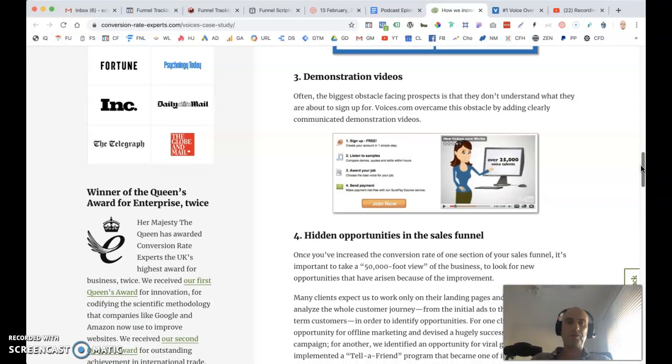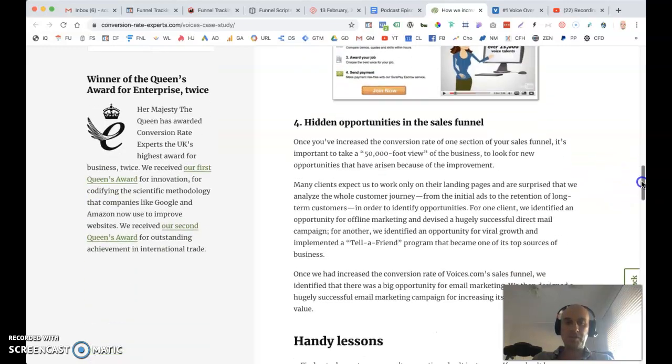providing relevant solutions. Then the third one was demonstration videos. So they're saying here that often the biggest obstacle facing prospects is they don't understand what they're about to sign up for, which is an excellent point. So they overcome this by adding clearly communicated demonstration videos. So not only have you got a video here, but then you've also got nice simple instructions on the left hand side, and then a button underneath to join now, a call to action button.